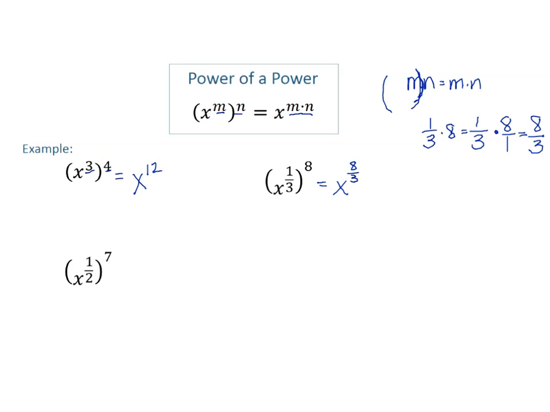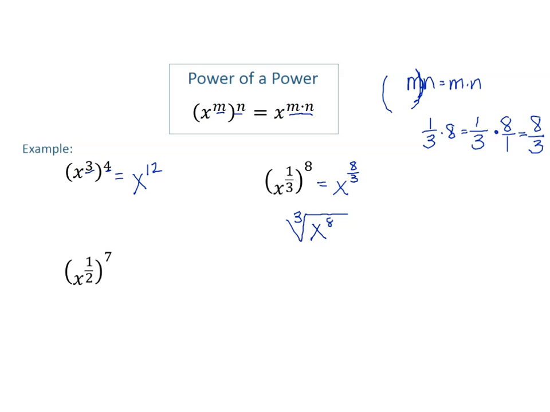X to the 8/3. Now, that's a mixed number. So we do have other options. If we were to write this in radical form, because sometimes that's what's asked, we could look at it as the 3 would come out, right? That would be our index number. And then we would have x to the 8th.